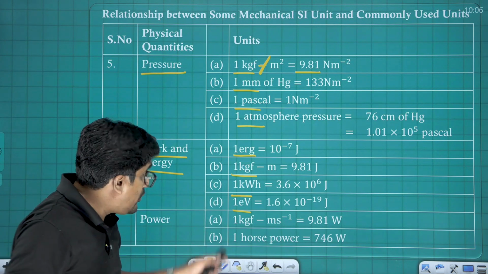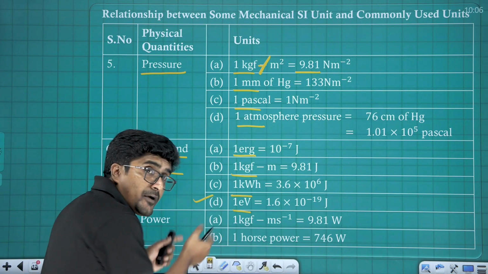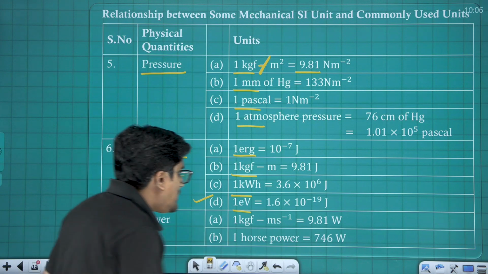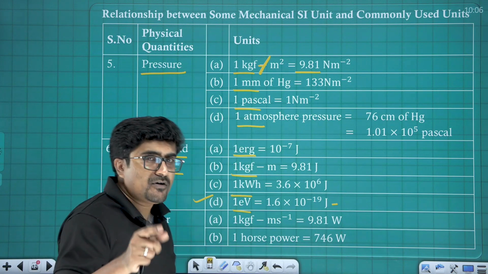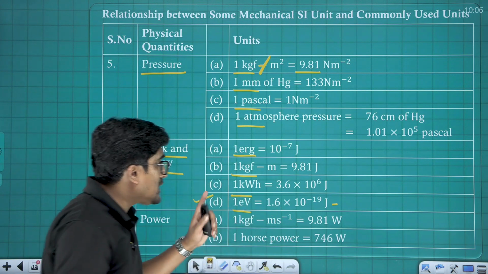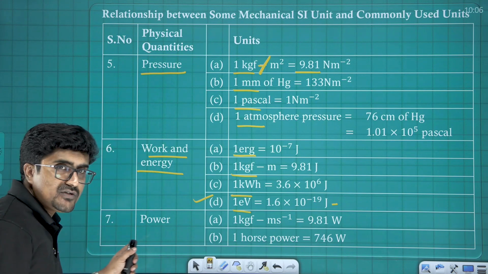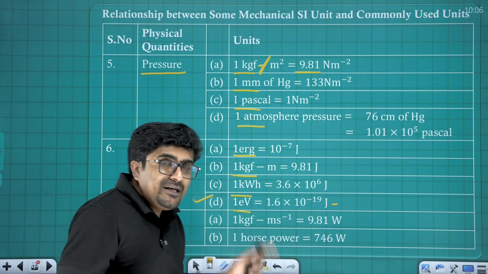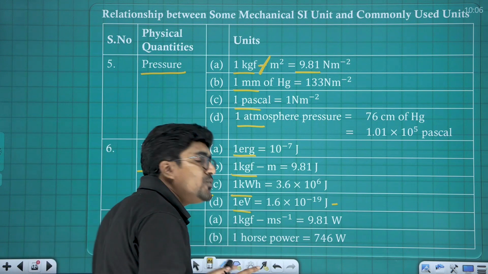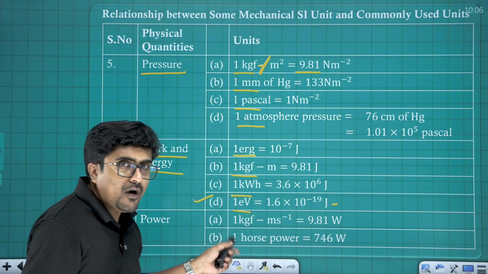Next is 1 electron volt, that is 1.6 into 10 to the power minus 19 joule. This is very, very commonly used unit in electrostatics as well as in dual nature of radiation and matter, and again in atomic physics as well. Next is power. 1 kilogram force meter per second is another commonly used unit for power, that is 9.81 watt.